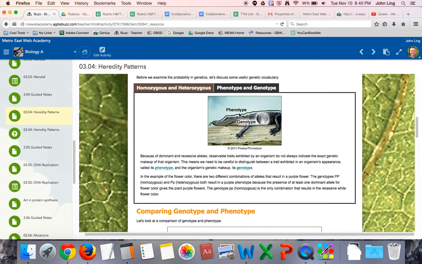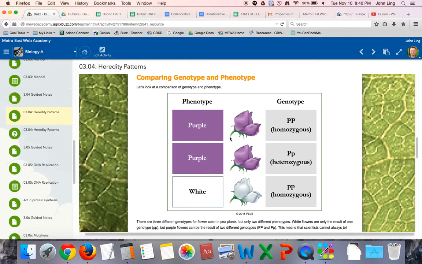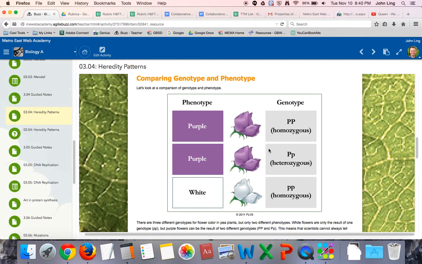So a good way to remember it: a phenotype is what you look like on the outside. And again, if you've got the heterozygous genotype, you're going to show the dominant trait because you only have to have one dominant allele. That's why it's called dominant, because it dominates over the other one.